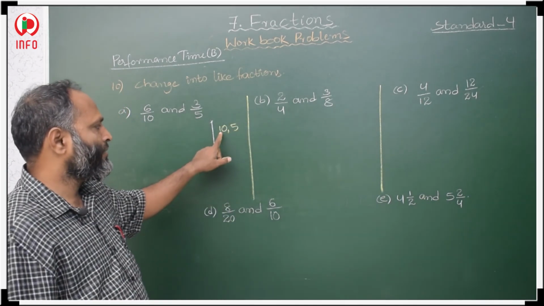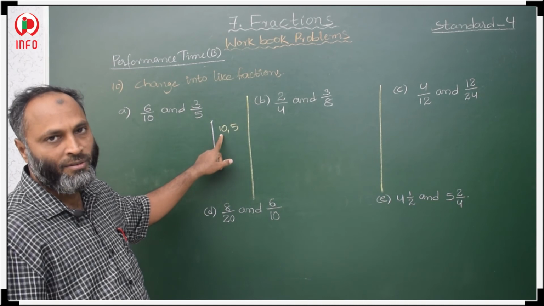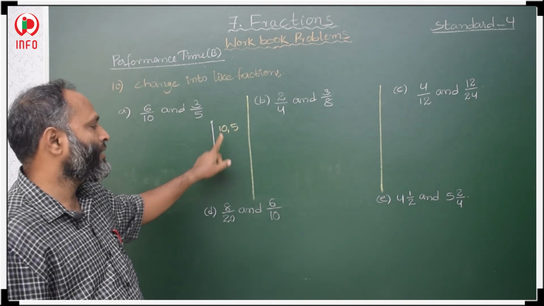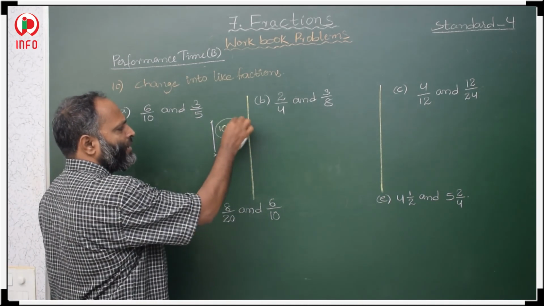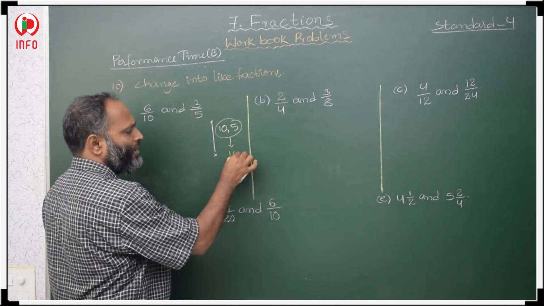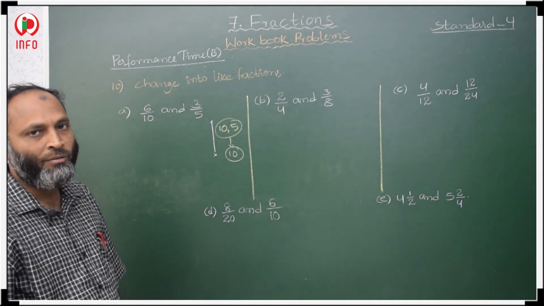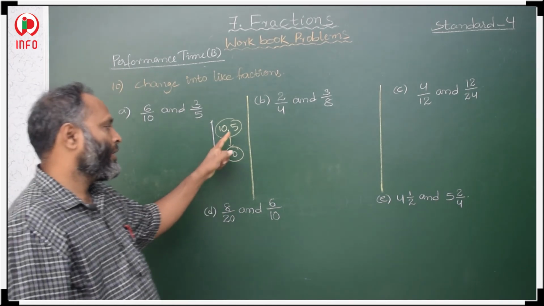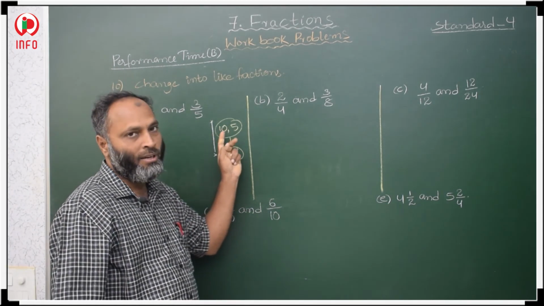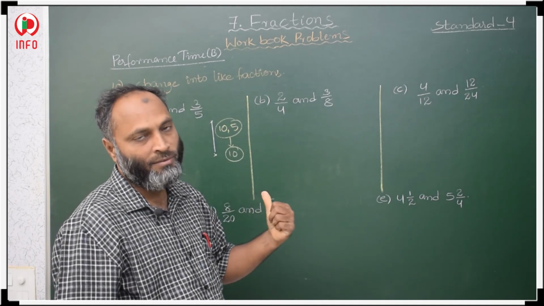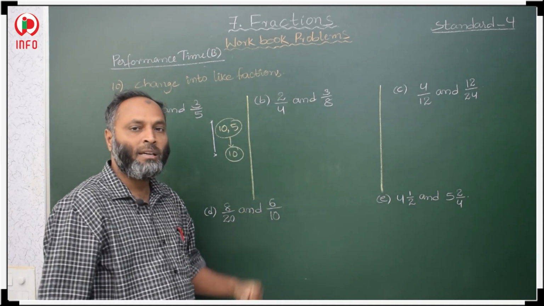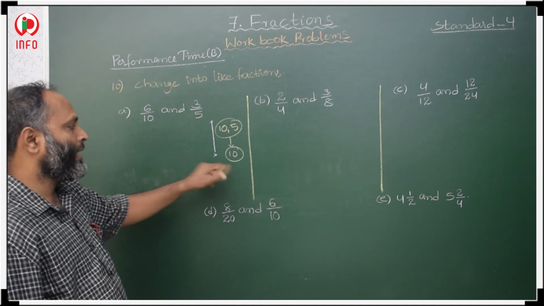5 is a factor of 10. If one number is a factor of the other number, then the bigger number is the LCM. Here 10 is the LCM. 10 is our LCM. No need to find the LCM. When two numbers are given, and one number is a factor of the other number, the bigger number is the LCM. Okay. Here 10 is the LCM.